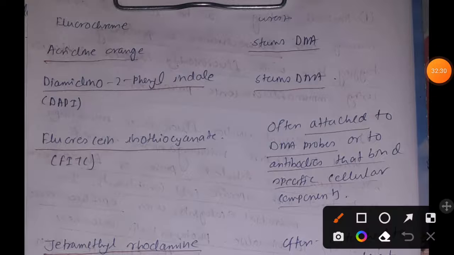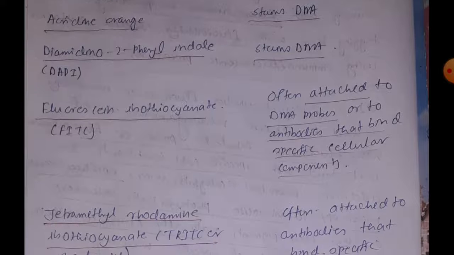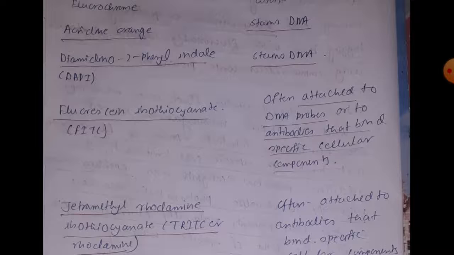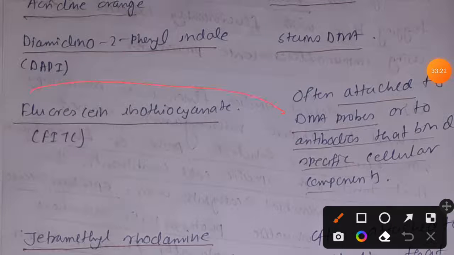But whenever we are going to detect DNA, we have to construct the complementary DNA, and then at its 5 prime end we tag the fluorescent dye. We can also tag it at the 3 prime end, depending on our choice. So if you want to detect a cellular component, you will use an antibody tagged with fluorescent dye. If you want to detect DNA, you have to construct a complementary single stranded DNA tagged with fluorescent dye. Okay, clear? For staining DNA, we will use acridine orange, diamidino-2-phenylindole, which you can simply remember as DAPI, along with fluorescein isothiocyanate.